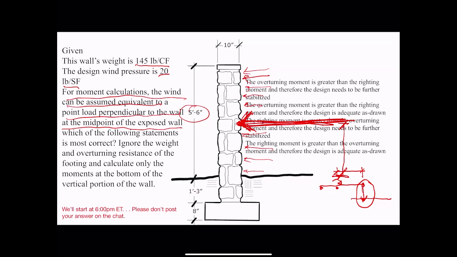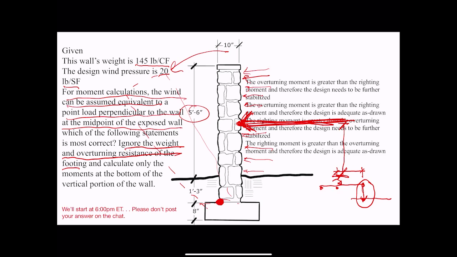And it says ignore the weight and overturning resistance of the footing. So we're going to pretend like the footing isn't rigid to the stone wall. And so we're going to focus on the moment about this point here. The footing would stay still, but the wall would tip over this way. And calculate only the moments at the bottom of the vertical portion of the wall.